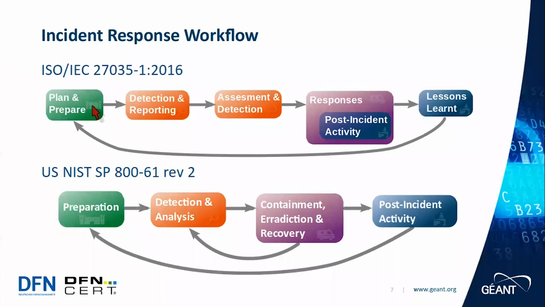Start with a planning and preparation part, then a detection and assessment phase, where we detect the incident and assess the damage done and what has happened. And then we have a response part and, of course, a post-incident part and a lessons learned part. So if you are familiar with something like the Deming cycle, you will recognize this as the typical plan, do, check, and act cycle, which is prevalent in many management standards.